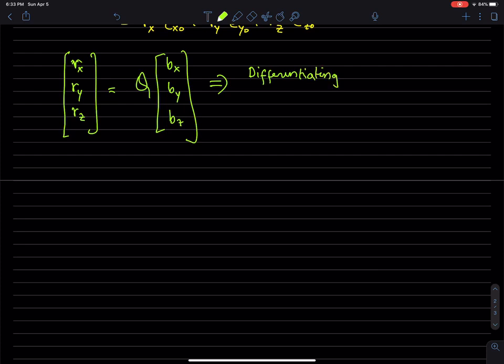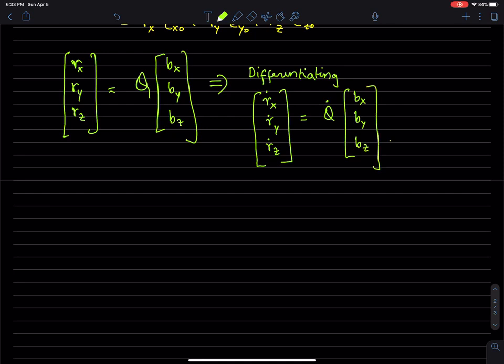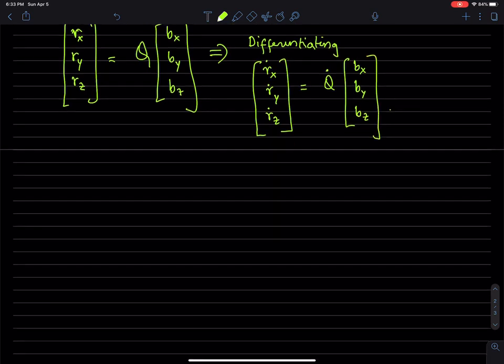We get Rx dot, Ry dot, Rz dot equals, well, the B's are just constants. So if you apply the chain rule, we get Q dot times the B's and then Q times the B dots, but the B dots are 0. So it's basically just Q dot, or dQ by dt, times the B's, Bx, By, Bz. Okay, so this, of course, Q dot is dQ by dt.